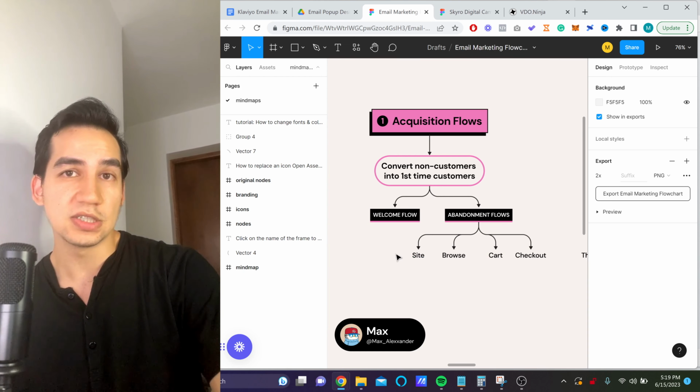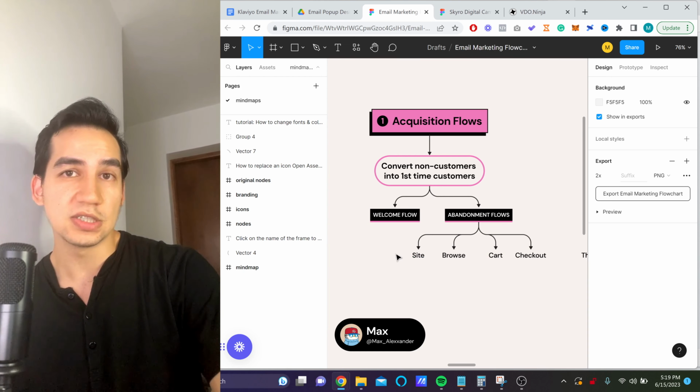Which brings us to the retention flows. Basically the whole point of this is to convert first-time customers into 2 to 4x customers. And essentially these are what's known as your post-purchase flows. Typically, how we segment it is by how invested are they in your brand? Did they purchase once from you, twice, 3 times, or 4x plus? That's typically how we'll do it.